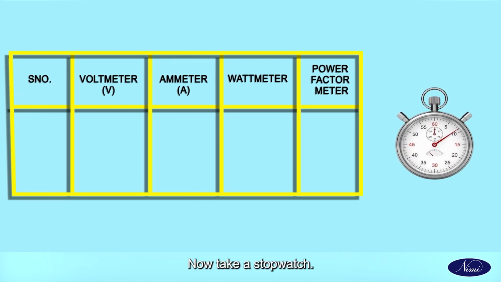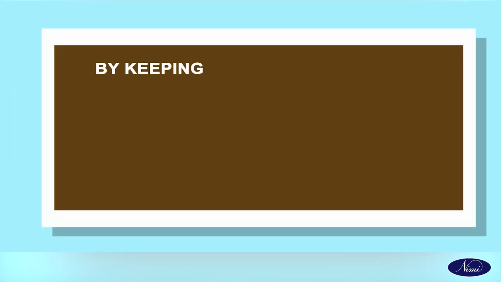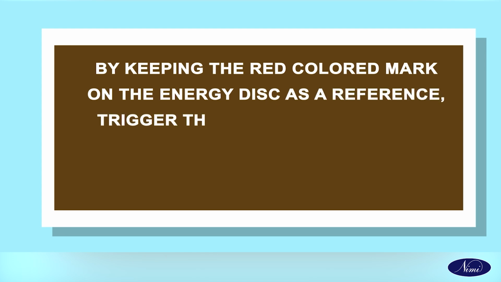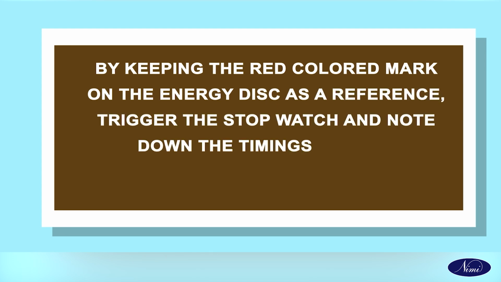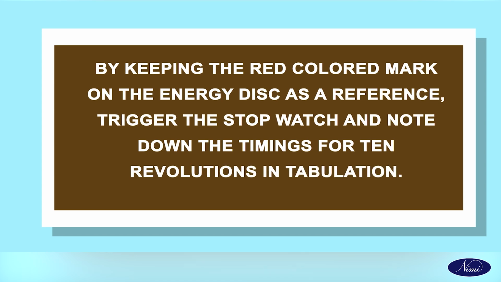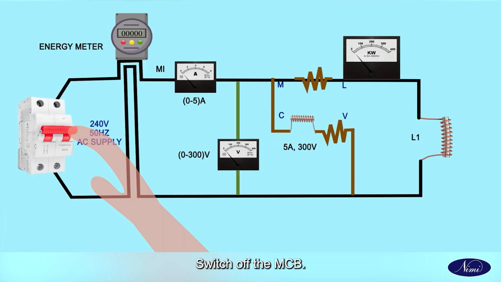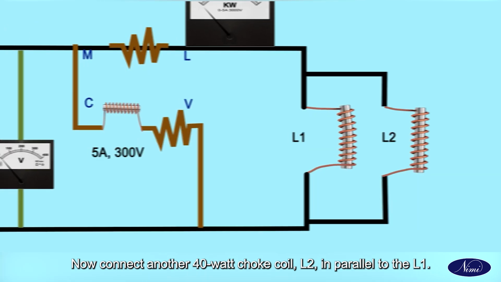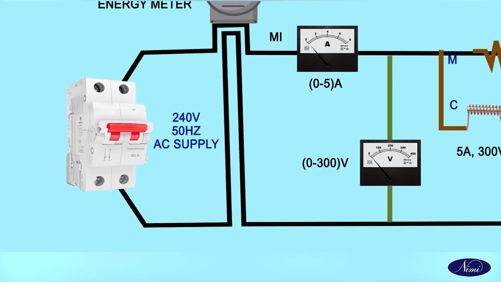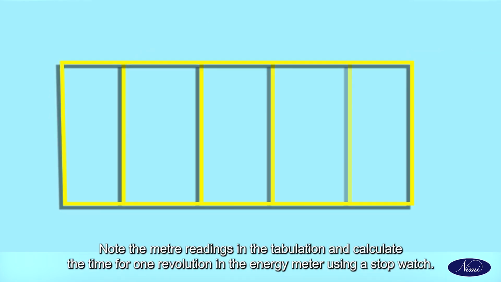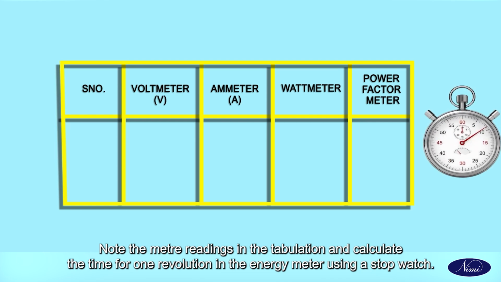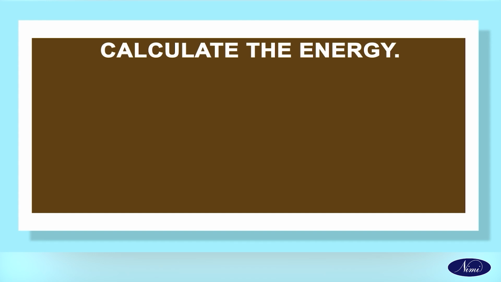Now take a stopwatch. Keeping the red colored mark on the energy meter disc as a reference, trigger the stopwatch and note down the timings for 10 revolutions in the tabulation. Switch off the MCB. Now connect another 40-watt choke coil L2 in parallel to L1. Switch on the power supply. Note the meter readings in the tabulation and measure the time for 1 revolution of the energy meter using a stopwatch. Calculate the energy. Energy E is equal to power times time.